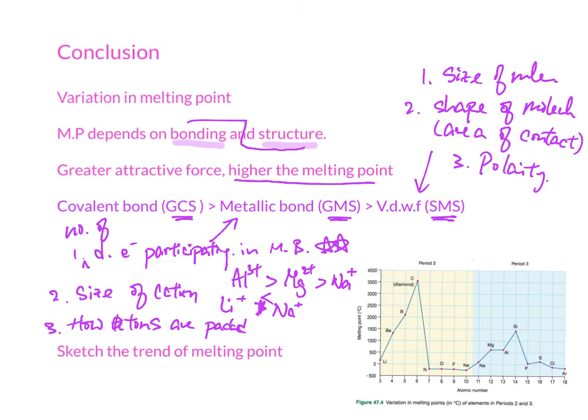Lastly, remember you have to sketch the trend of the melting point. The most important part should be this area. Normally for the giant metal structures, keep on going up will do. Remember every point you use a cross to represent the data. So that will be what you have to learn in 47.2.